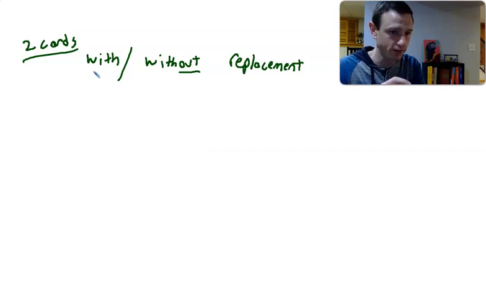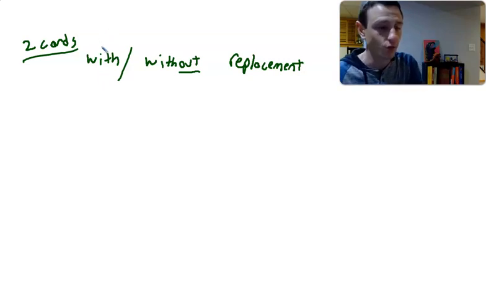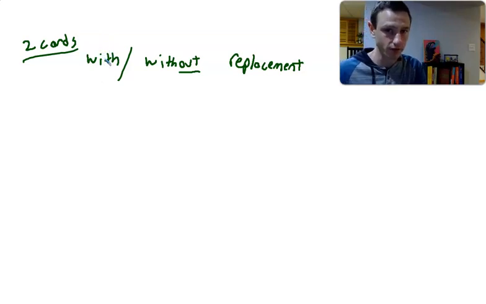The word with means I am taking a card out, I'm observing that card, and then I'm putting that card back into the deck. So the word with makes these two events independent of one another, meaning that they don't affect the next experiment, the next event happening. The previous outcome does not affect the next.